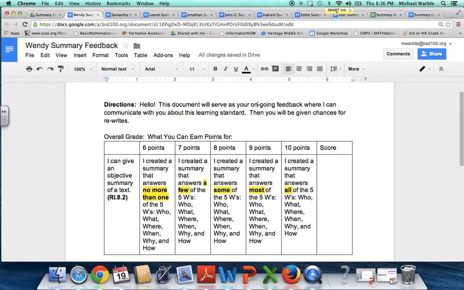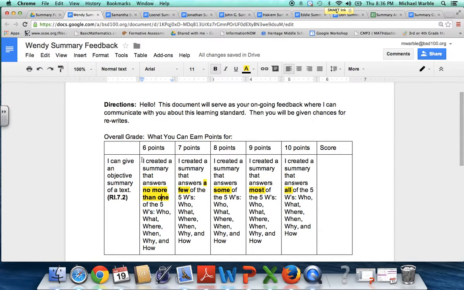So this is going to be your ongoing feedback where I can communicate with you about this learning standard. Then you will be given chances for rewrites. The learning standard is I can give an objective summary of a text. And here's the 8th grade standard, 7th grade in your case.